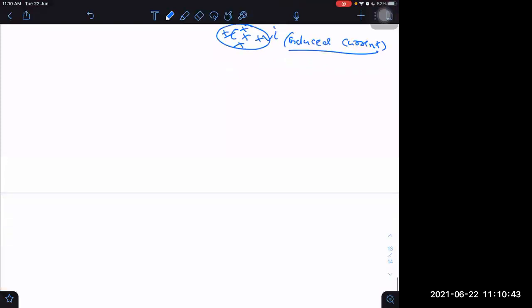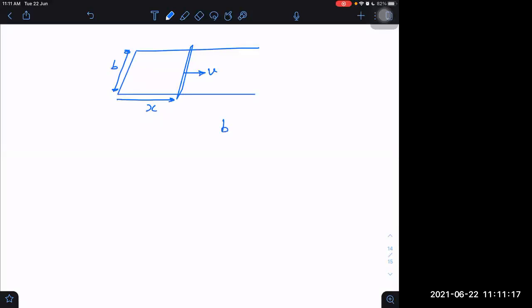Next, let us take examples in which area is changing. If I take this wire and this wire is sliding with velocity v, then this length x will be changing or not? Yes. What will be the area? B into X. B into X is area.